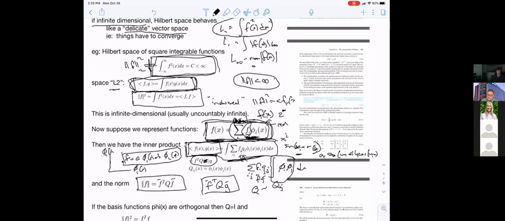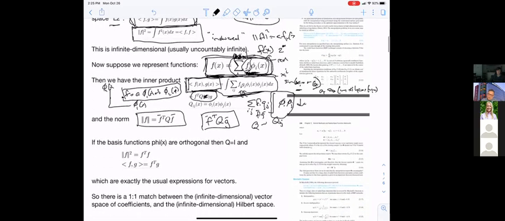So if the basis functions are orthogonal, by which I mean that the integral of phi_i of x, phi_j of x dx equals 1 if i equals j and 0 if i does not equal j, right? In other words, it's the same concept as orthogonal vectors, right? y transpose x equals 0. It says that they're pointing in different directions.